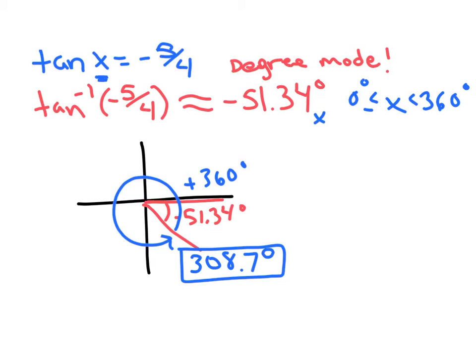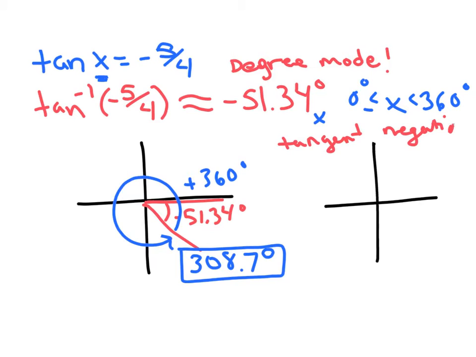The thing is, there's another solution. So let me draw the x and y axes one more time. If we think about where tangent is negative, so remember that's the ratio y over x on the unit circle. Over here in quadrant 1, x and y are both positive, so tangent would be positive, so we don't want that. Over here, y is positive and x is negative, so y over x would be negative.